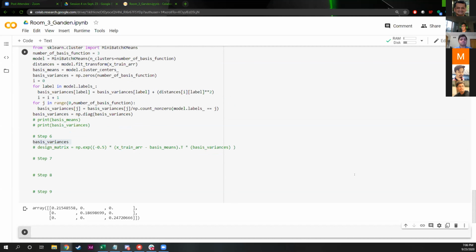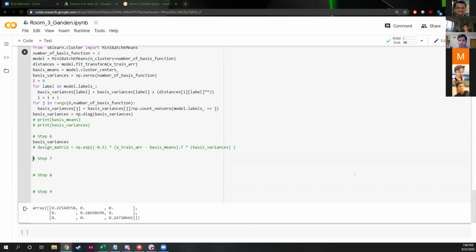Also, can you explain the notation, the way the above formula is written? Can you scroll up once, one time?